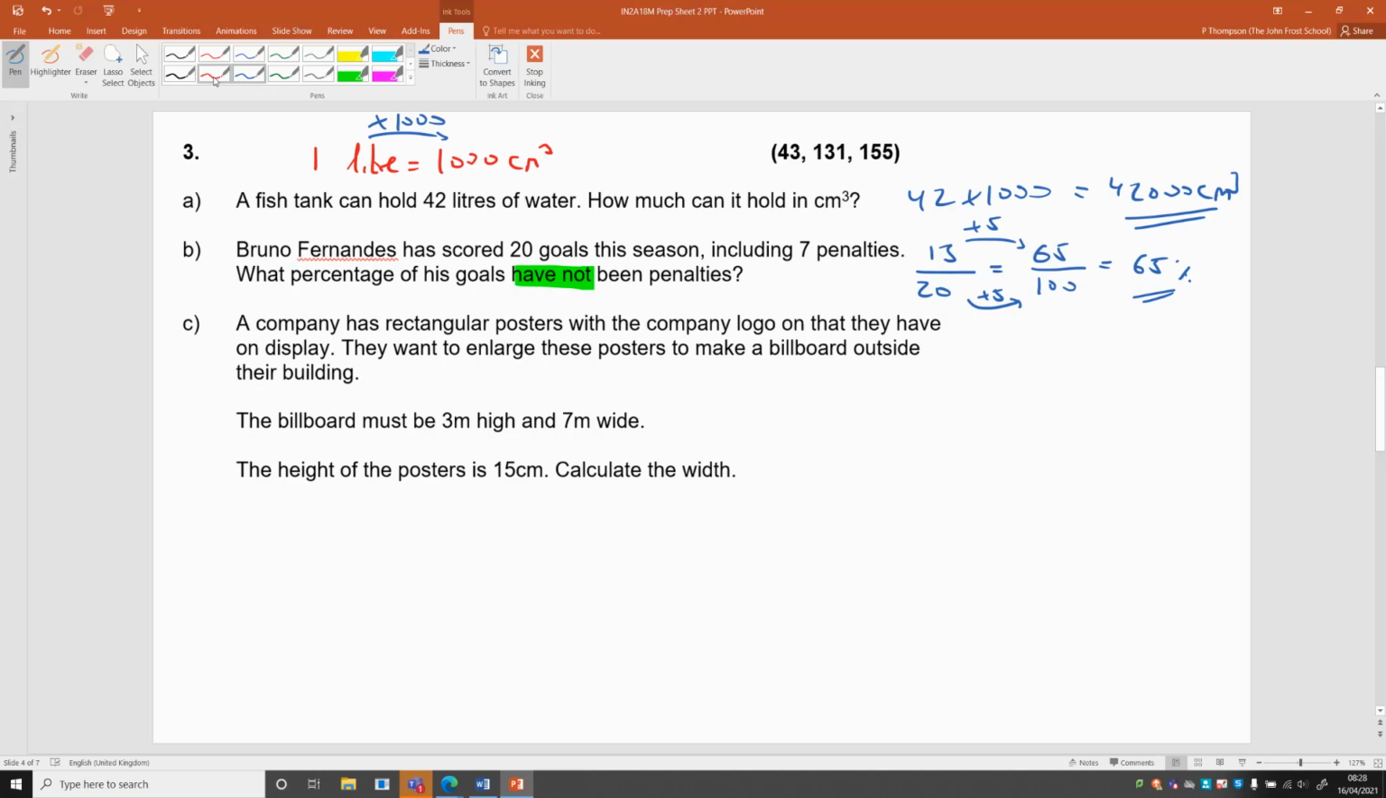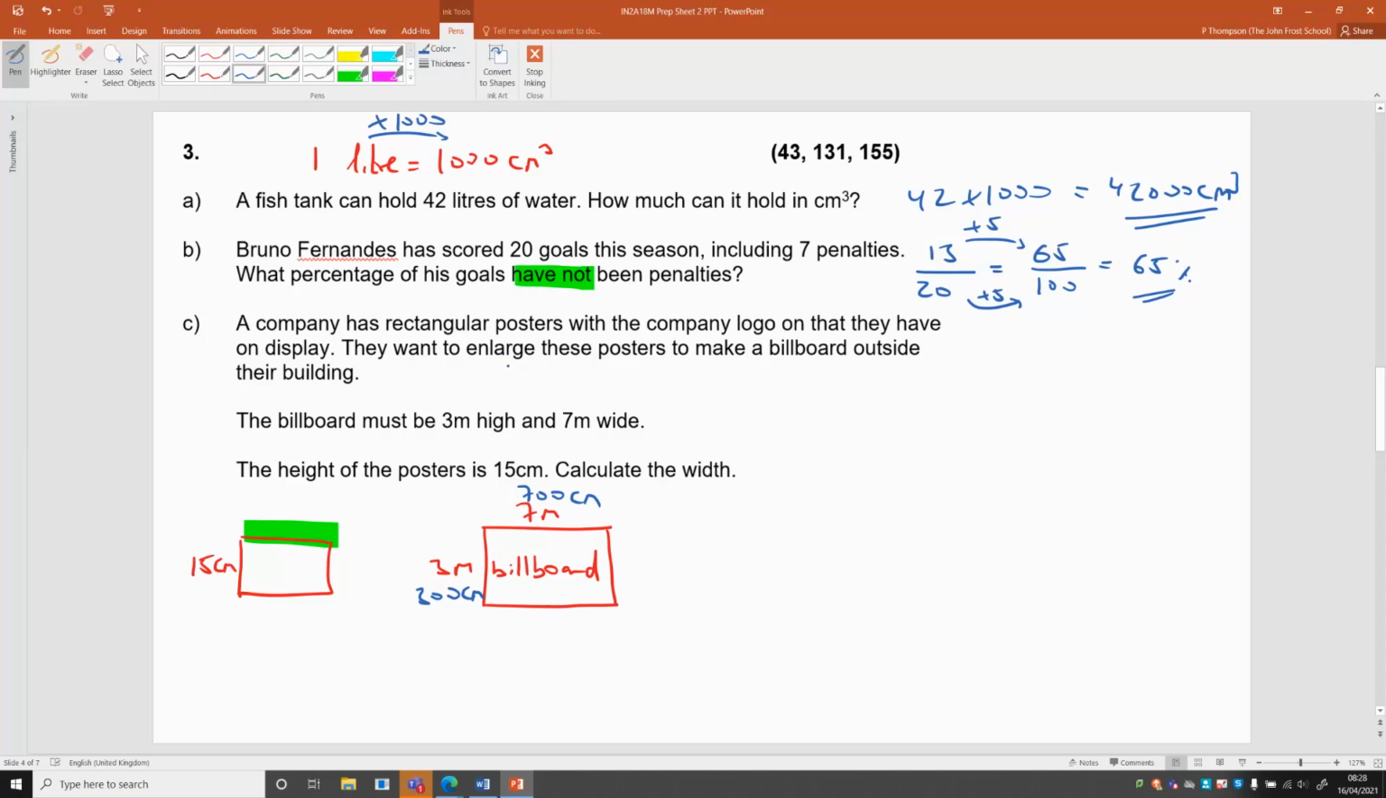And this one is a classic case of draw a picture. Now obviously, a billboard is a massive, great poster, so this billboard is the bigger one. I tend to put that on the right-hand side. It's 3 meters high and 7 meters wide. This is the billboard. And the poster is obviously much smaller. The height of the poster is only 15 centimeters, and I've got to find the width. I've got to find this here. First things first, I better make them into the same units. Remember, 1 meter is 100 centimeters for a start.